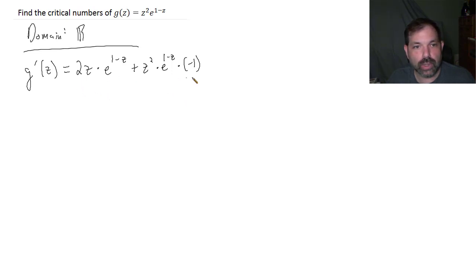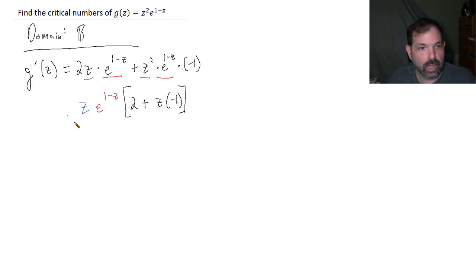All right, let's do some factoring here. I see a factor of z. Choosing the smaller exponent, I'll factor out the z to the first. I see a factor of e to the 1 minus z. Factor out e to the 1 minus z. What's left? 2 from the first term plus z times negative 1 for the second term. So then g prime of z can be written as z times e to the 1 minus z times 2 minus z.